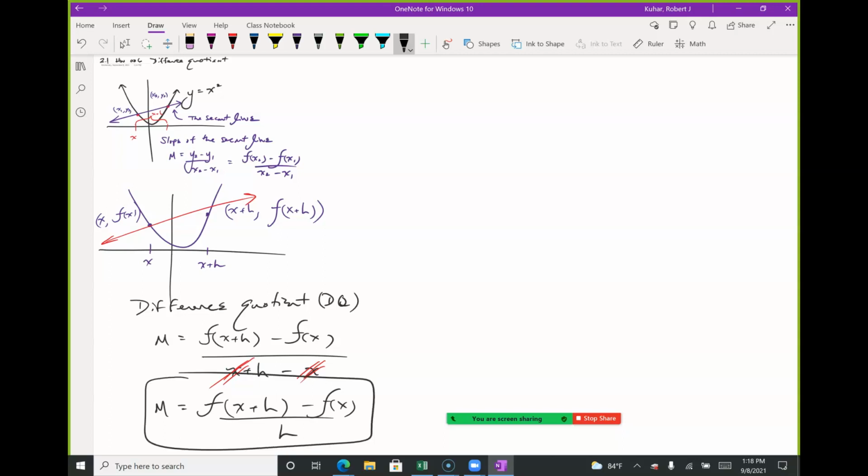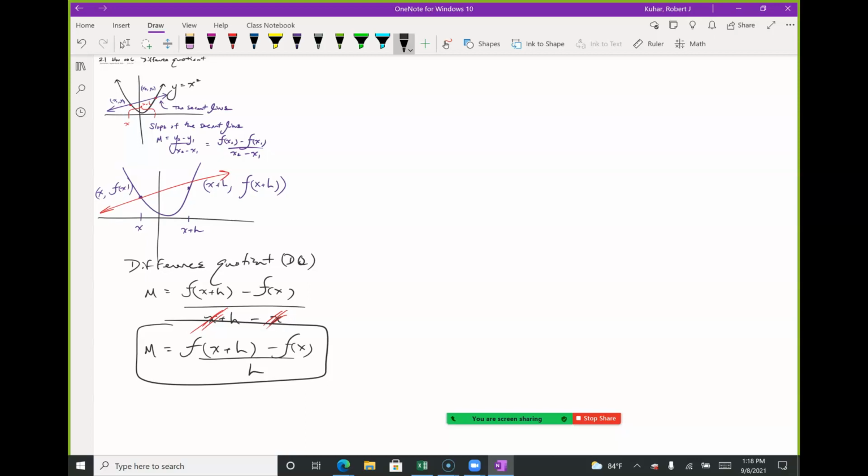Difference meaning I'm subtracting, quotient meaning I'm dividing, difference quotient. This particular formula will give me a slope of a secant line for any x value and for any h value. Right? So I no longer need 2 points. Right? I no longer need an x1, y1, and an x2, y2. Now I only need an x and an h. Where is the first x and how far away is the second x? That's it. X and x plus h. That's all I need.